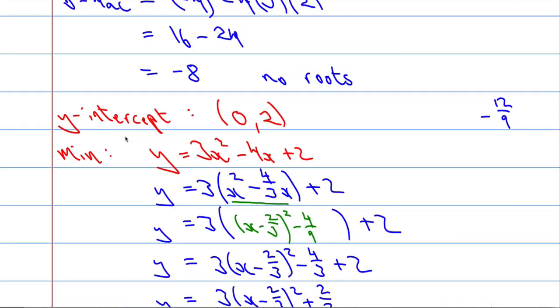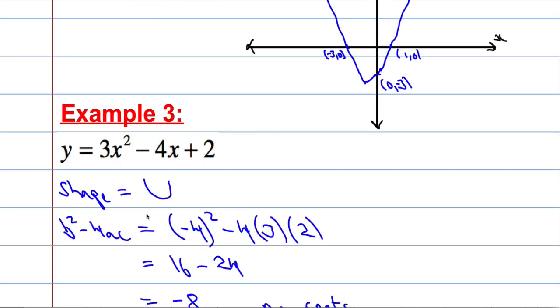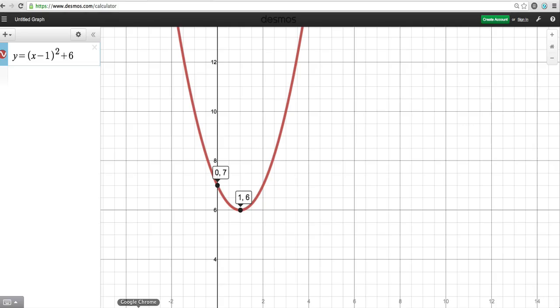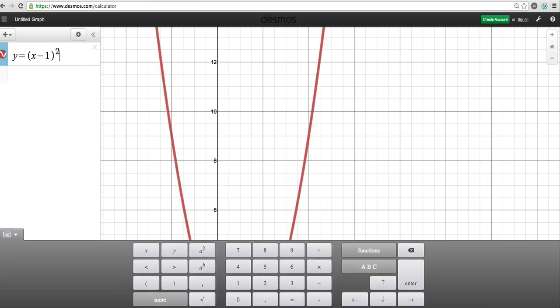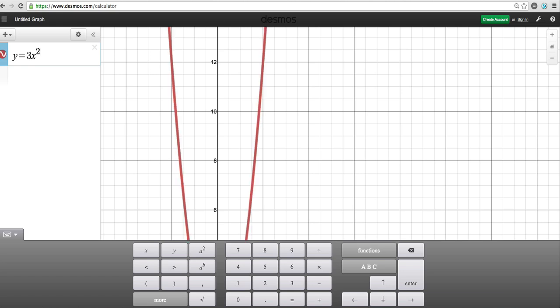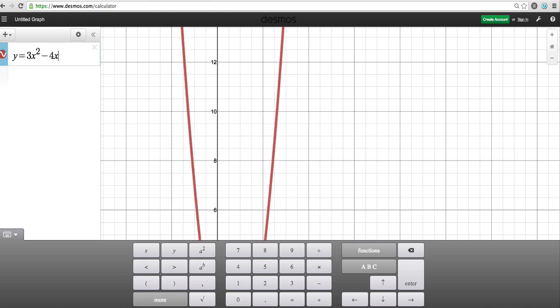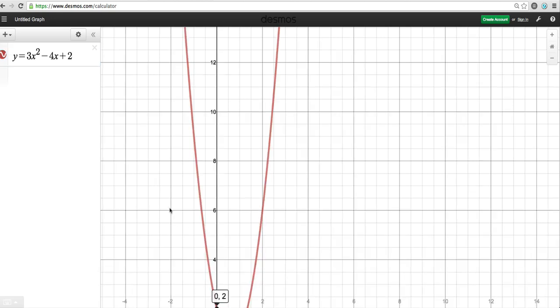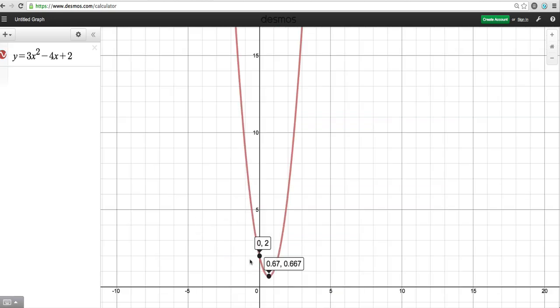Now let me show you, just to be 100% sure that we've done this correctly. We had 3x squared minus 4x plus 2. Let's go back to here. Y equals 3x squared minus 4x. I think it was plus 2. It was indeed. Plus 2. Okay. And look at that. There we go. 0, 2 is our y-intercept, and 0.67, which is 2 over 3. It's rounded it. And the same for this one, that's 2 over 3. So we can see we've got this absolutely spot on. Our sketch is good.